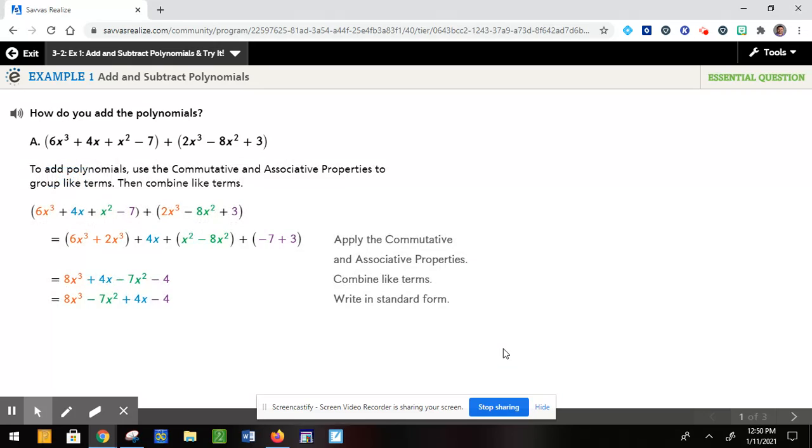All right. When we look at the example here, they have it color coded, right? So the cubics they have as red, quadratics they have as green, and so on. And then writing it in standard form at the end. So this one ends up being, when you combine everything together, 8x cubed minus 7x squared plus 4x minus 4.